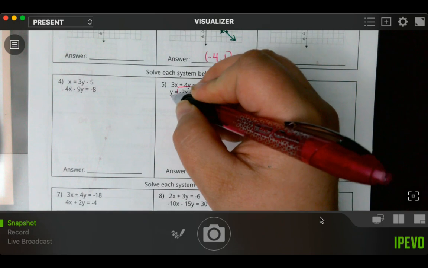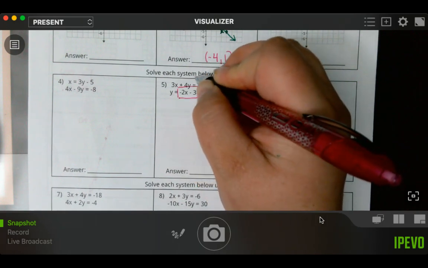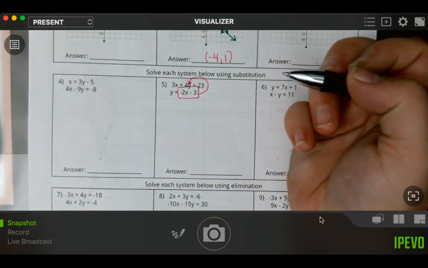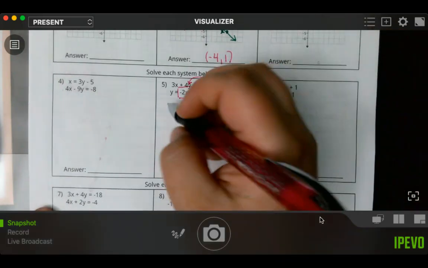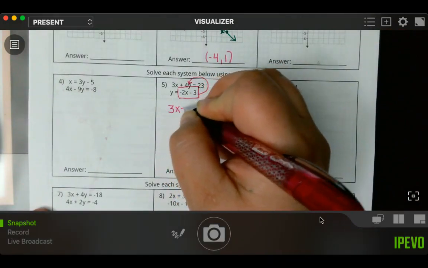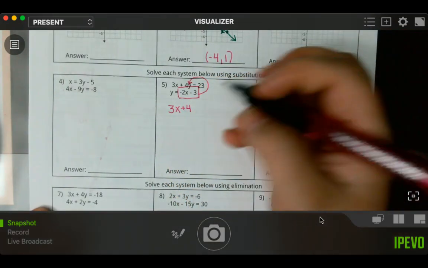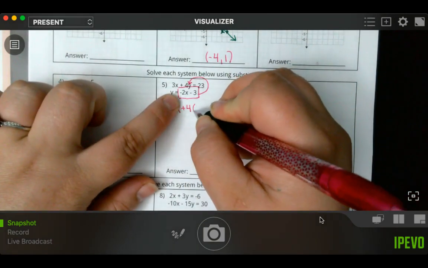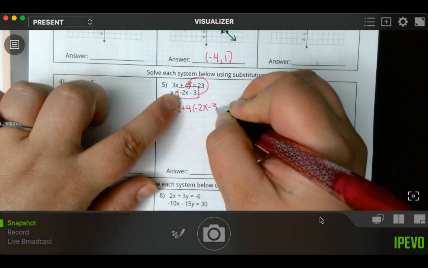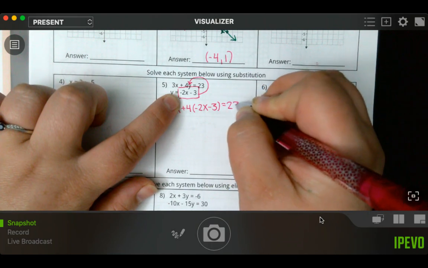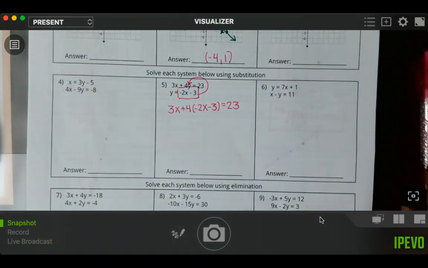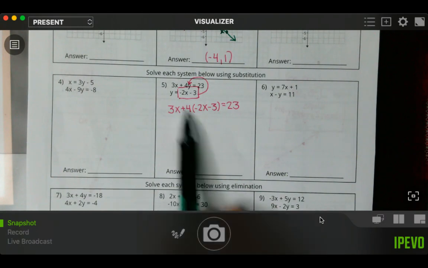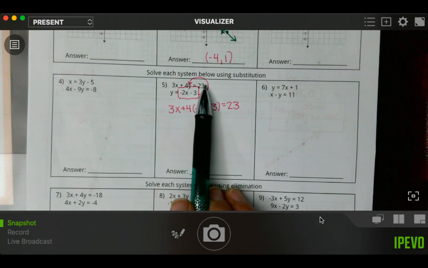Since this is what y equals, I'm allowed to replace it with the y in the other equation because they're the same thing. So then I have 3x plus 4, and instead of y, I'm putting this. And it still equals 23 at the end. What that's done is now I have an equation with only x's. That we can solve. We can't solve an equation with x and y.